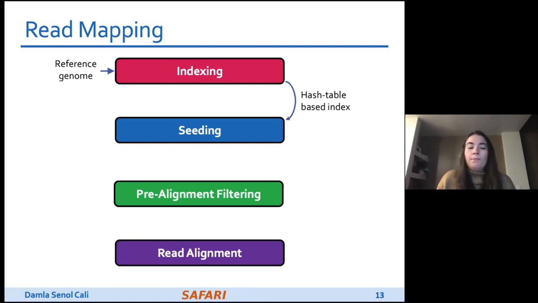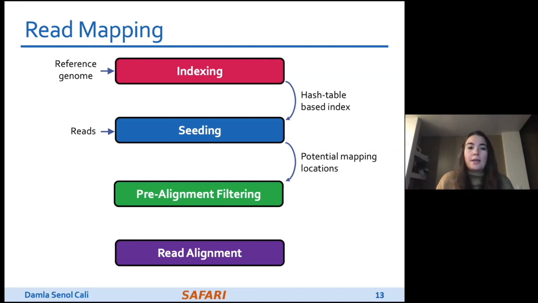Then in the seeding step, we query this index structure for determining potential mapping locations of each read in the reference genome, using the substrings of the reads, which are again called seeds, from each read. So that's why it's called seeding, because we are querying that generated hash table based index with the seeds coming out of the reads. And seeds are, as I said, the substrings of the read.